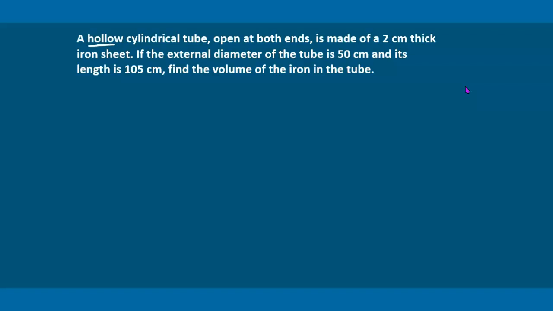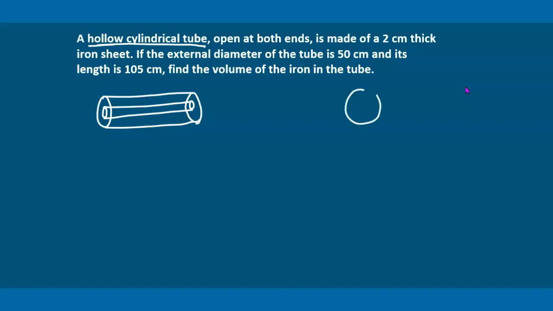First of all, what is a hollow cylindrical tube? A hollow cylindrical tube is something which looks like this. It is like the water pipe you use to water your lawns, your gardens. It is empty from inside. So this whole part is empty. It is hollow. That means it is not like a solid rod. If you look at it from the top, it will look like this. This is the part from where the water comes out. And this part is hollow. This white portion is empty.